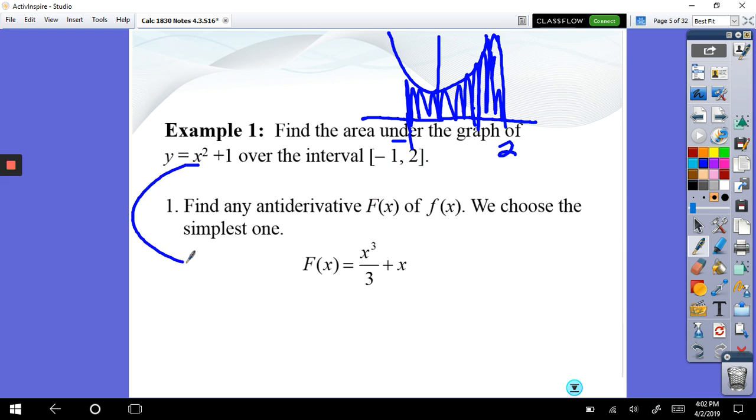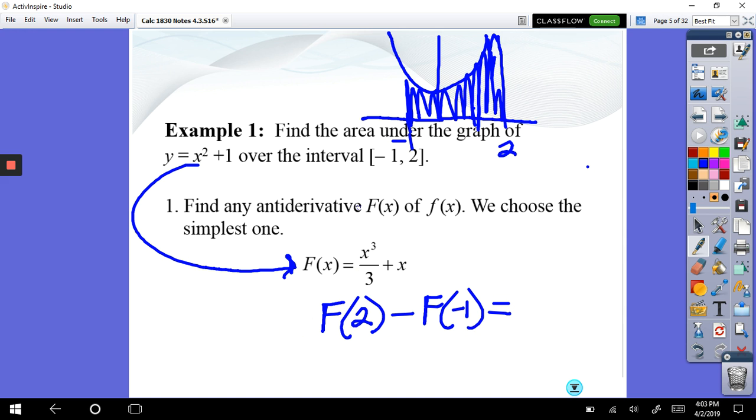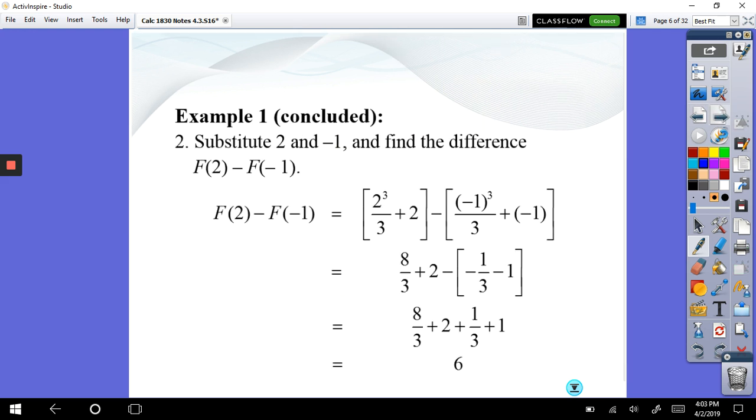We've already found the antiderivative here. It was x cubed over 3 plus x. So then plug in 2, plug in negative 1 into this big F of x, capital letter F of x, to get the area under the curve, which is demonstrated here, 6. Again, moving fast. Pause it if you need to.